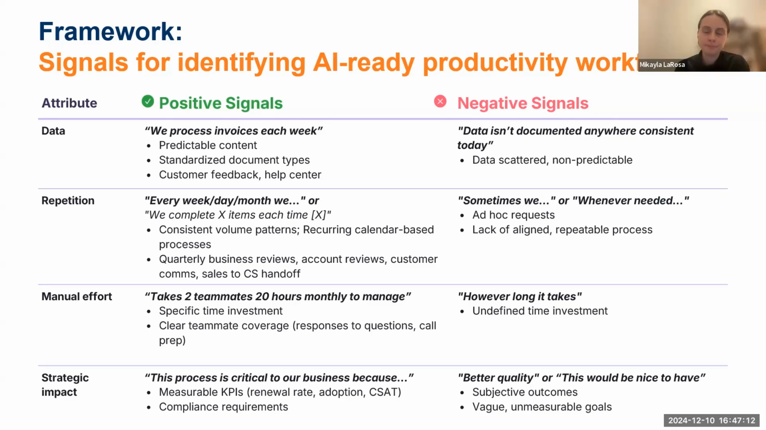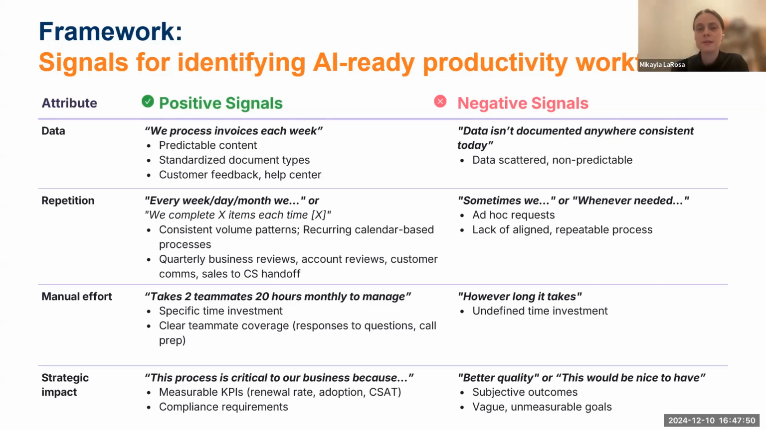And so then repetition, right? That's another one. Yep, repetition. This is that second attribute you want to look for. If you're describing the process that you're working on, that it happens every day, every week, every month. Quarterly business reviews. We're going to dig into an example in just a few moments, but that happens every quarter. Or account reviews, or even a repetitive sales to CS handoff. Even if that's maybe not at a specific cadence, it happens at a repeated motion or moment.